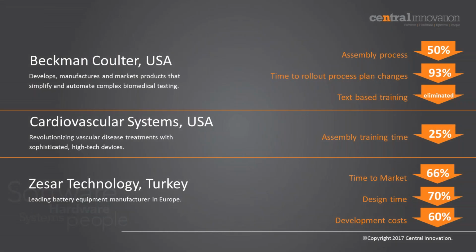And these benefits have been seen by companies the world over. A couple of companies have managed to save up to 93% of the rollout process plan changes. That's especially because they were able to update design changes very easily via Composer. They've also eliminated text-based training completely. It's all animated and visual now, so no one would read text anymore.